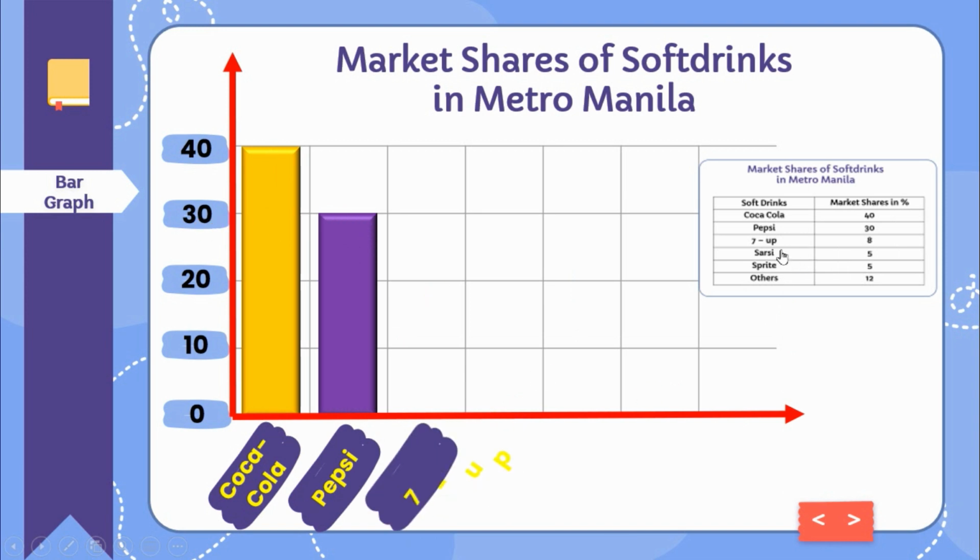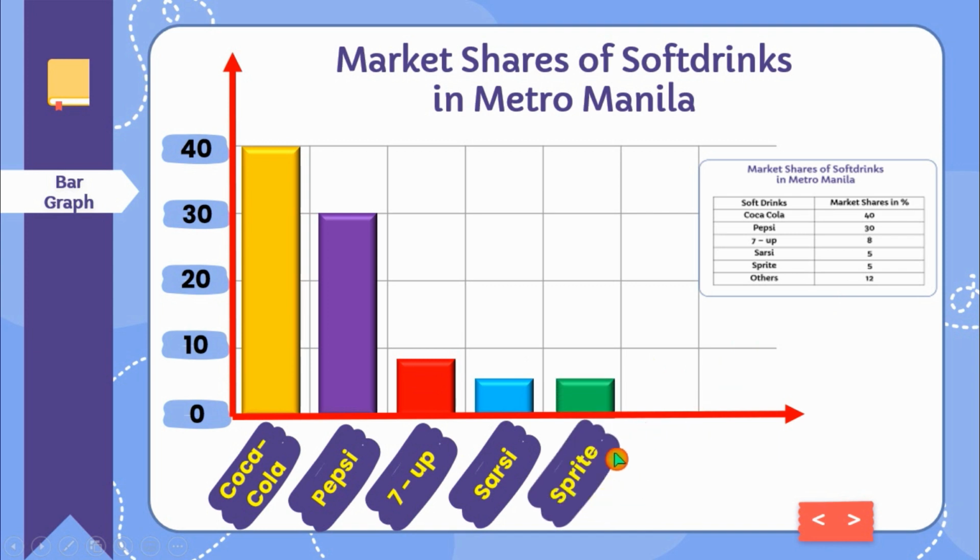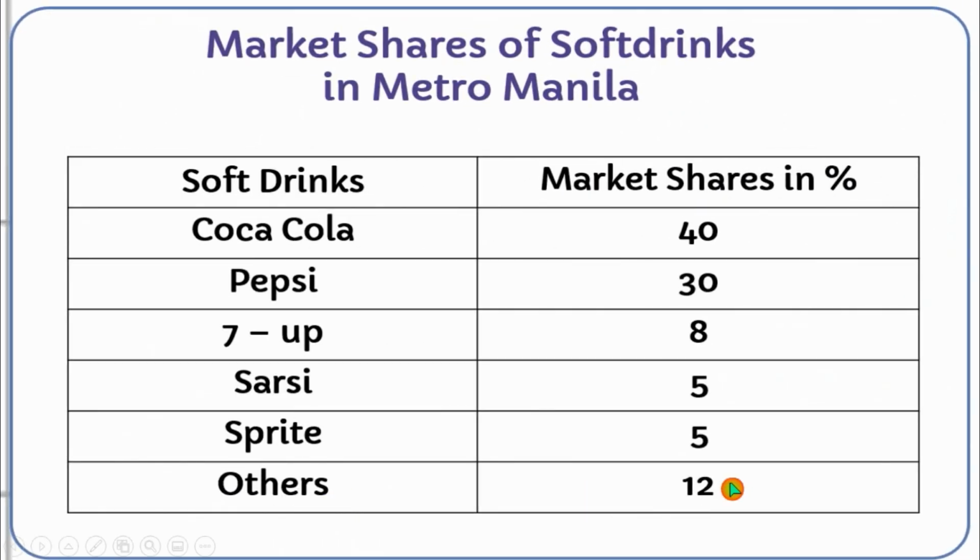Then we have 7-Up, which is 8%. So hanggang dito tayo. There. Bago mag-10 kasi 8% lang naman. Then we have the SARC. May SARC pa ba ngayon? That's 5%. So hanggang kalahati lang, gitna lang ng 10. So kailangan, class, kapag nag-draw kayo ng bar graph, you have to really make sure na accurate yung ating line. Dapat your bars must be placed really exactly doon sa tapat mismo kung saan dapat siya. So kung 5 siya, therefore in between 0 and 10. Then the same with Sprite, which is 5%. Kita nyo naman. And then others, which is 12%.